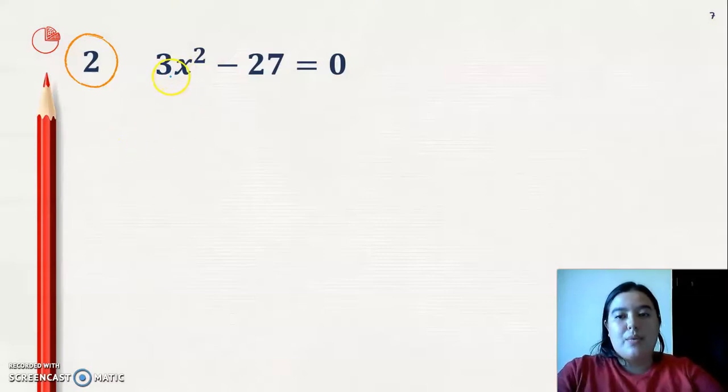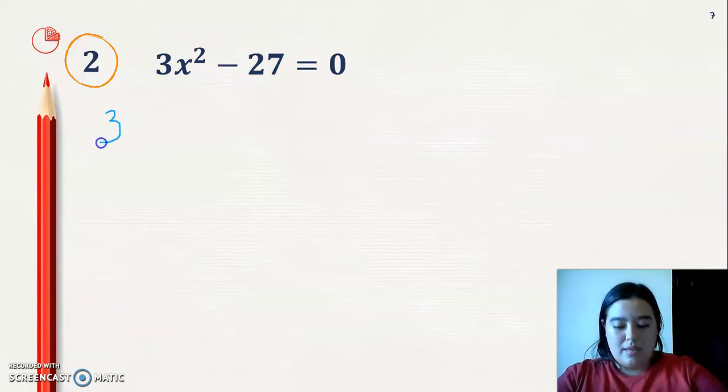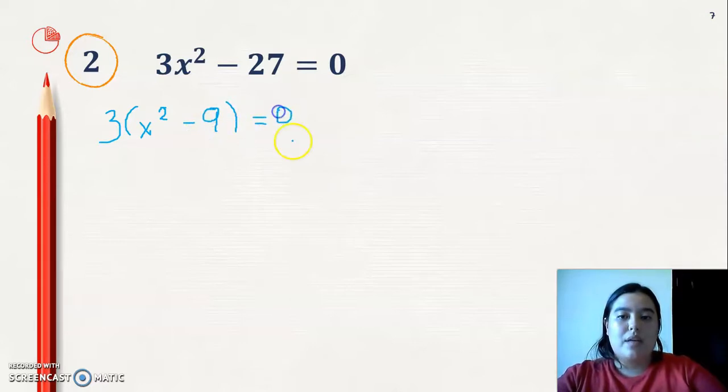So the second example, we have 3x to the second power, negative 27 equals 0. So what we have to do, we have to find the factors of this equation, a number that when we multiply gives us the same equation, okay? So we will have 3 times x to the second power, negative 9 equals 0. Okay, you have to multiply. You have to try to have the factors that when we multiply give us the same equation. So you have to check.